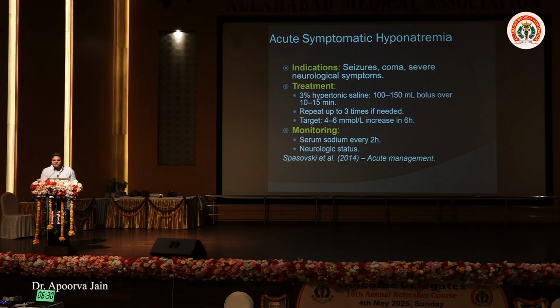Acute symptomatic hyponatremia and chronic hyponatremia are two common clinical presentations we'll discuss. Acute symptomatic hyponatremia, how do you define it? There should be severe degree of neurological involvement: seizure, coma, severe neurological symptoms like patient is obtunded, altered sensorium, etc. This is the minimum indication to treat acute symptomatic hyponatremia with these treatment guidelines. The drug of choice is hypertonic saline. 100 to 150 ml is given as bolus over 10 to 15 minutes and repeated up to 3 times if needed.